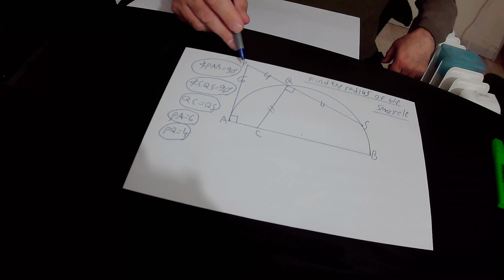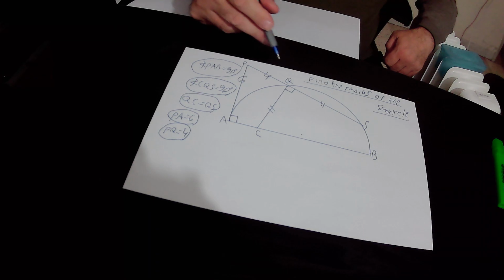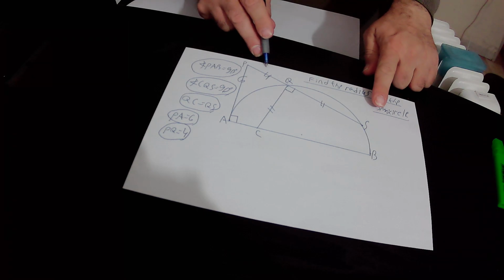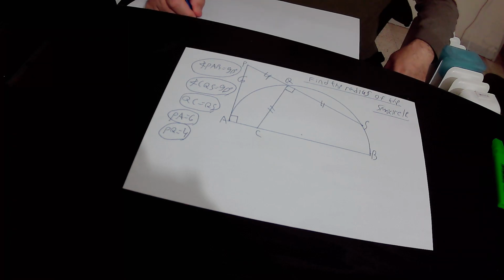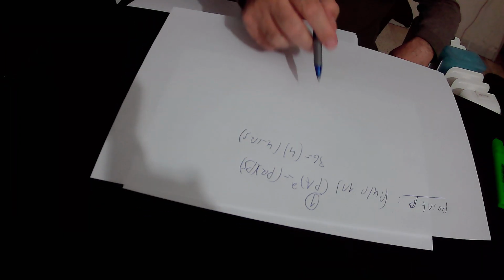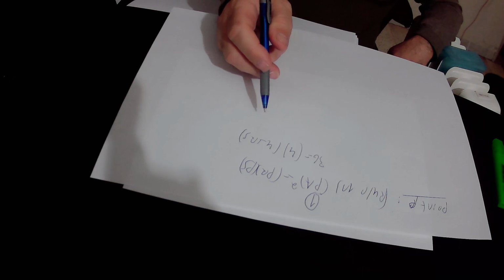PA is 6, therefore PA square is 6 squared, that is 36, and it equals PQ, which is 4, times PS. PS in total equals 4 plus QS. So according to rule number 10, 36 equals 4 times (4 plus QS).